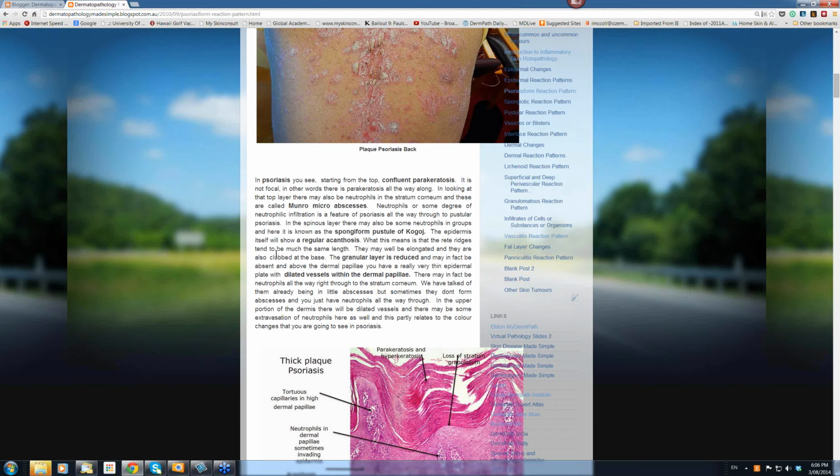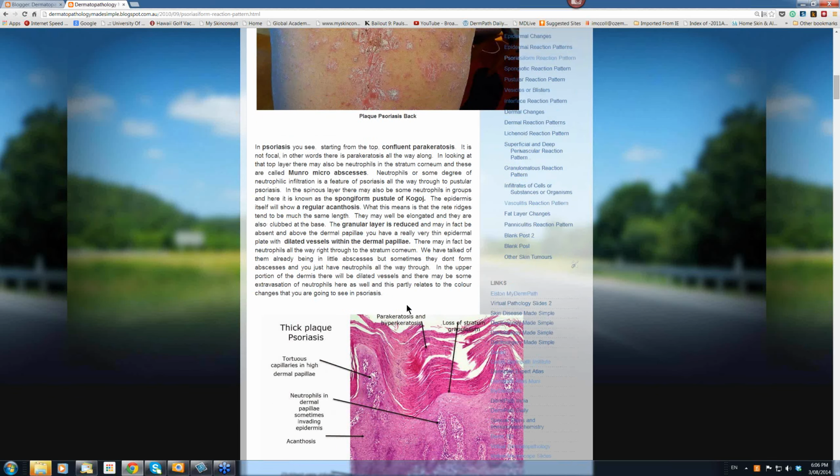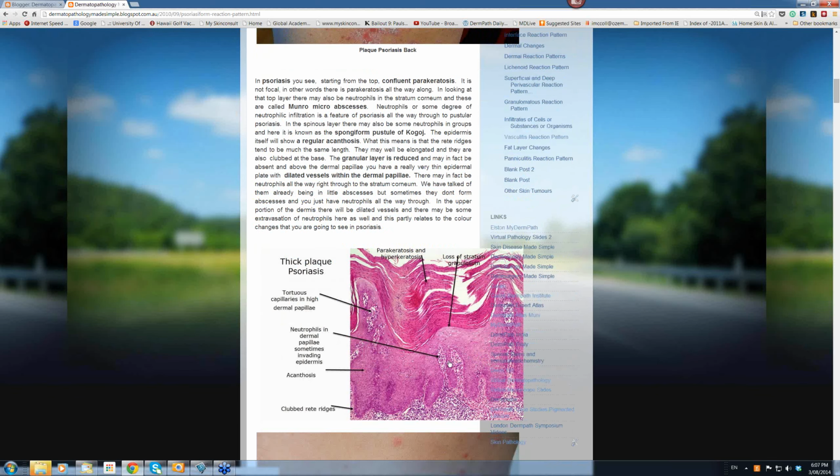Now in psoriasis, the epidermis will show this regular acanthosis. Look at that thickened epidermis there. But look at these prominent dermal papillae. There's probably a better one here, coming right up here, and some are being transversely cut here. They come right to the surface, and you've got a very thin suprapapillary plate. And if you look in these dermal papillae, you'll find quite a few neutrophils sometimes. You'll sometimes see some invading the epidermis there as well.